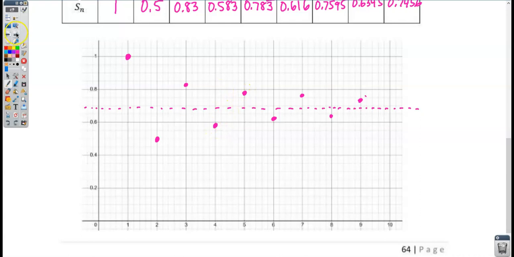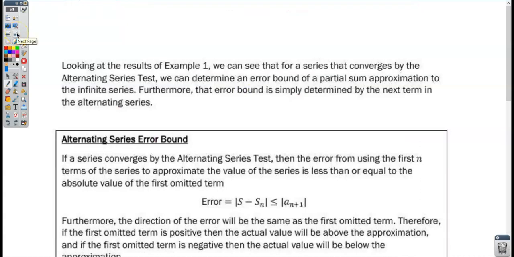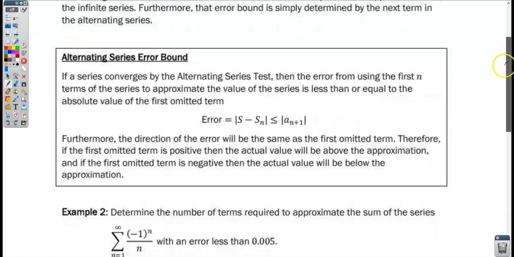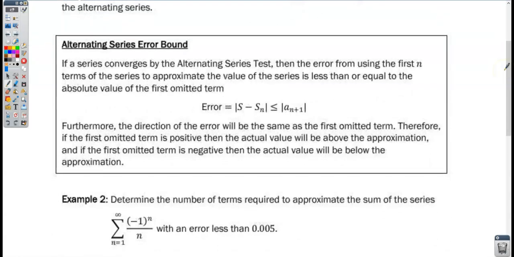This builds us to the alternating series error bound, which you're going to see in this box right here. If the series converges by the alternating series test, then the error from using the first n terms of the series to approximate the value of the series is less than or equal to the absolute value of the first omitted term.